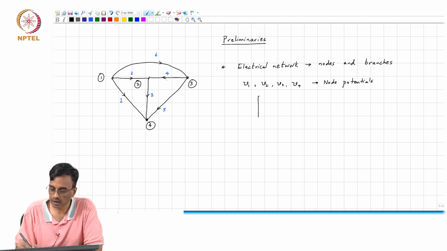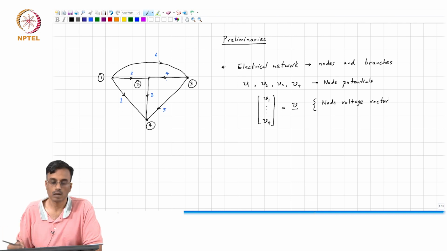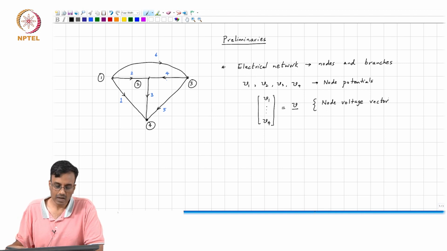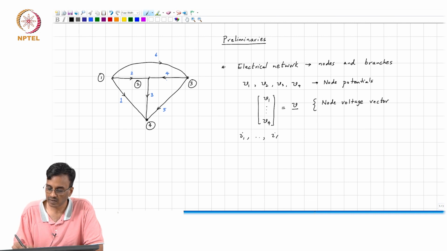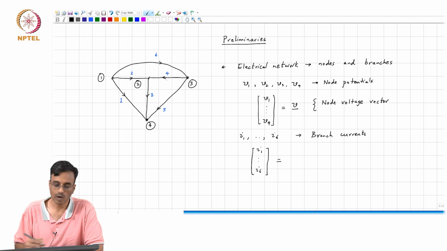And we will call the column vector V1 through V4 the node voltage vector. Right, and every branch is associated with a branch current. So, I1 through I6 are the branch currents, and likewise we call I1 through I6 the branch current vector.